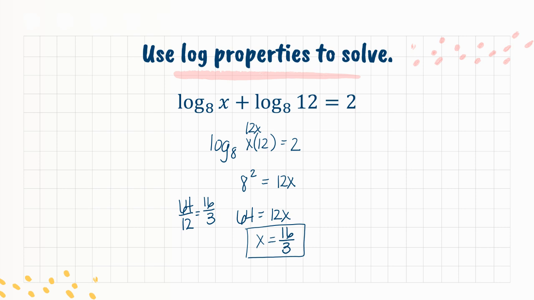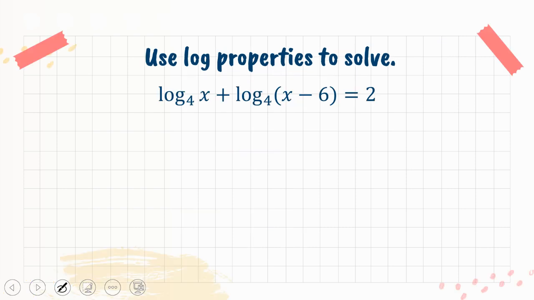Now we've solved two different ways. Both of those started with using our log properties to condense. So looking at this next one, I want to condense on the left side. I see an addition sign, which tells me I want to multiply my two parts, which is x and x minus 6.